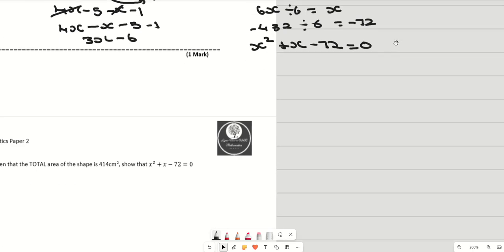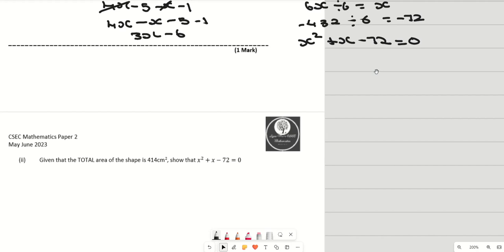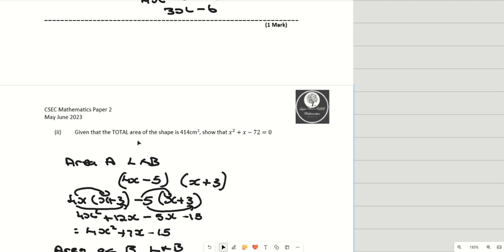And then we look to see if it's the same thing. It is the same thing, so this is how we would prove that the total area of the shape is 414, and this is how you would express it in terms of x. So they say, given that the total area of the compound shape they showed us is 414, show that x squared plus x minus 72 is equal to 0.